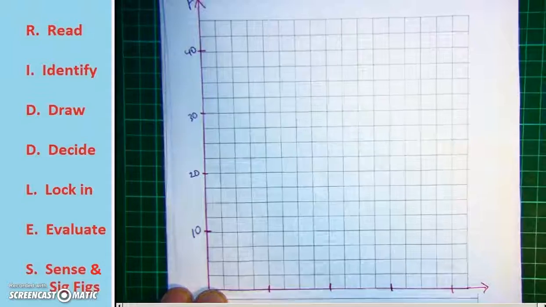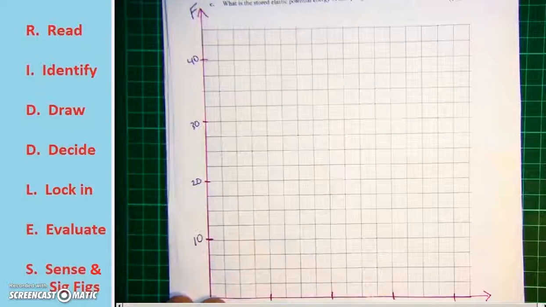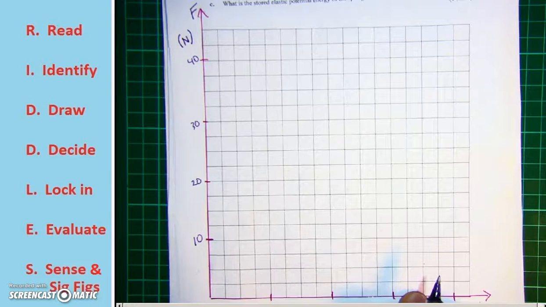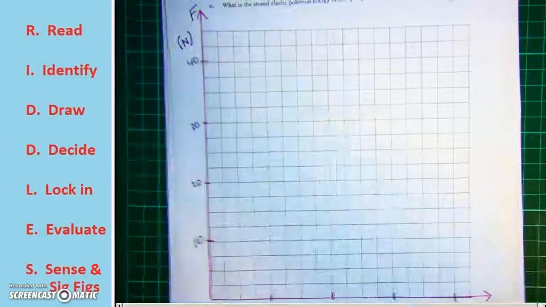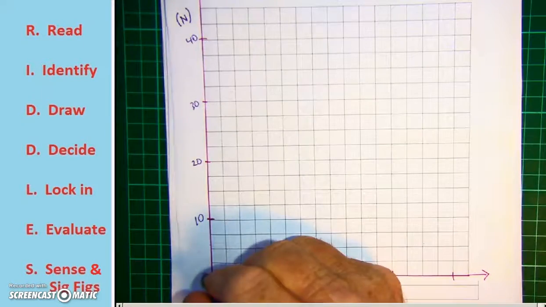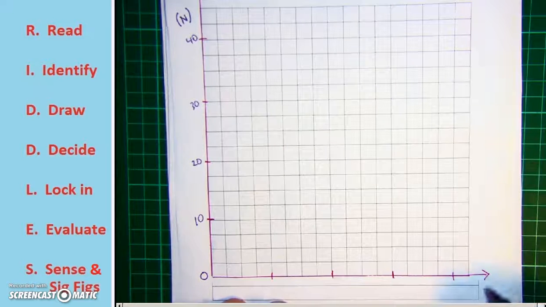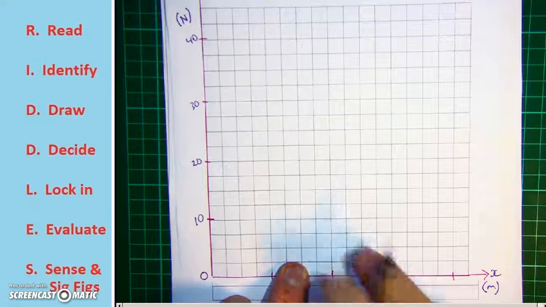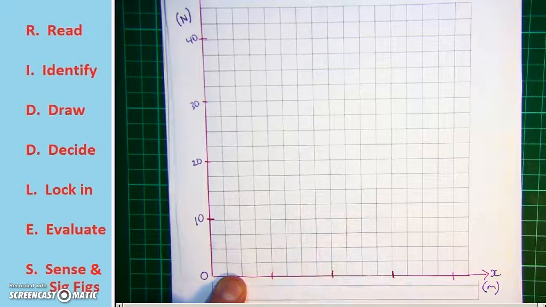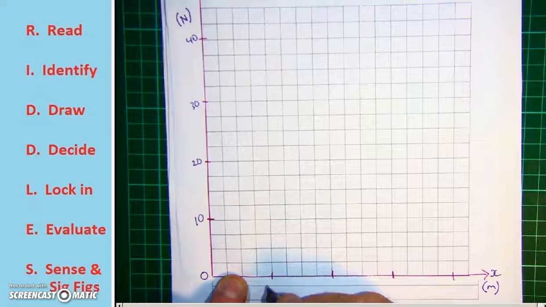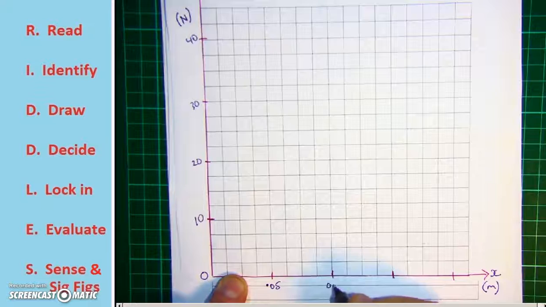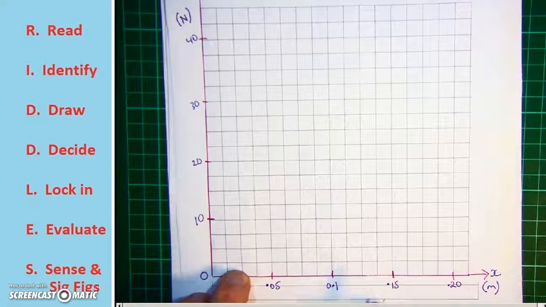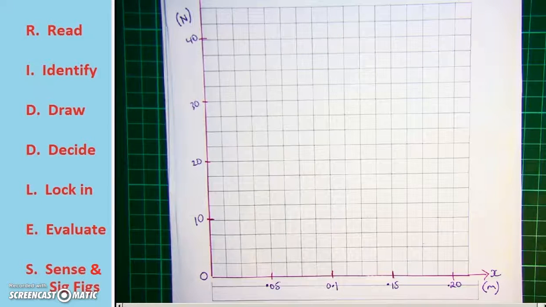There we go. I need to put the units, and I put the units in brackets. So I have a force here of 40 newtons, starting at 0. Now on my horizontal axis, which is my x-axis, my extension, I'm going to make the units meters. In the table they're in centimeters. So going across, we're talking about an extension of 0.05, 0.1, 0.15, 0.20. So there we have the points of our graph.